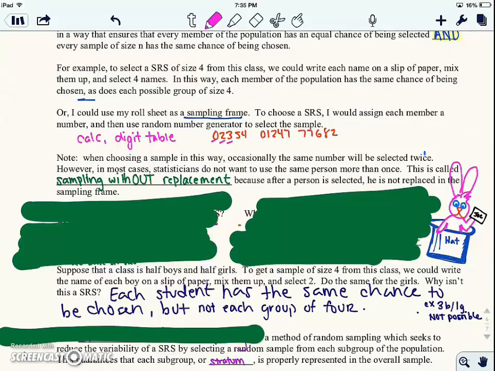Okay. So note, when choosing a sample in this way, occasionally, the same number will be selected twice if you use a calculator or a digit table. However, in most cases, statisticians do not want to use the same person more than once. This is called sampling without replacement, because after a person is selected, he is not replaced in the sampling frame.